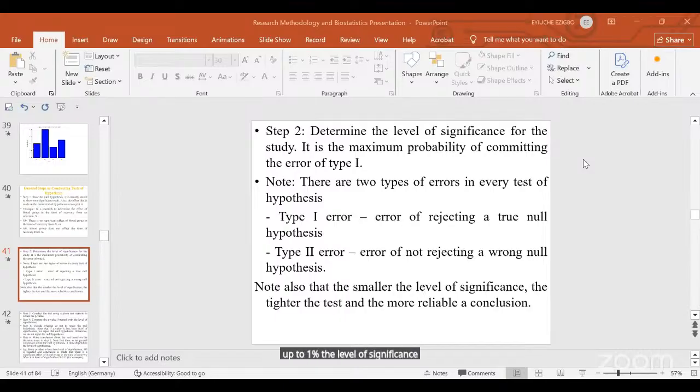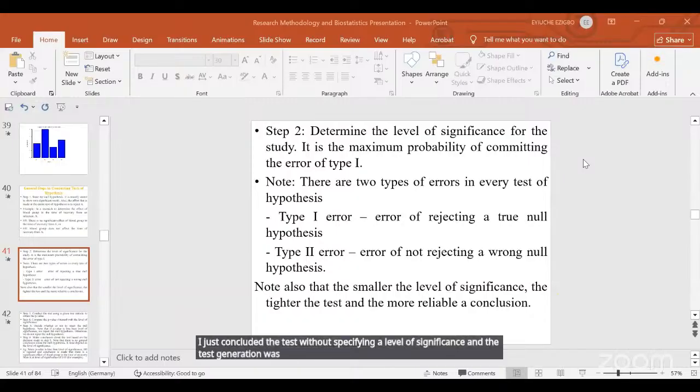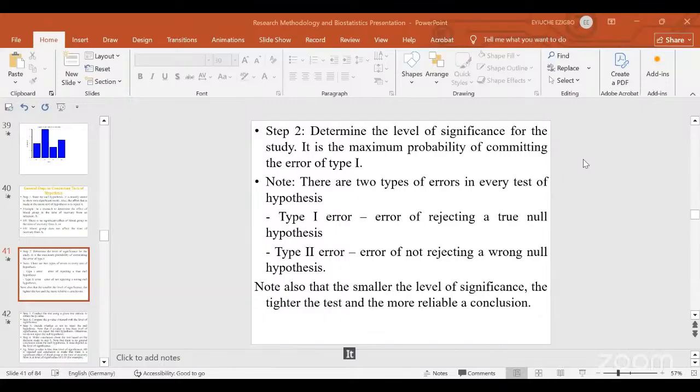Are you following? But I can go further to compare it with 5%, which is 0.05. I will find out that it is what? Significant at what? 5% level of significance. I just concluded the test without specifying a level of significance. And the test generates what? An observed probability, an observed level of significance. It is now for me to begin to compare that observed level of significance with what? With a stated level of significance.